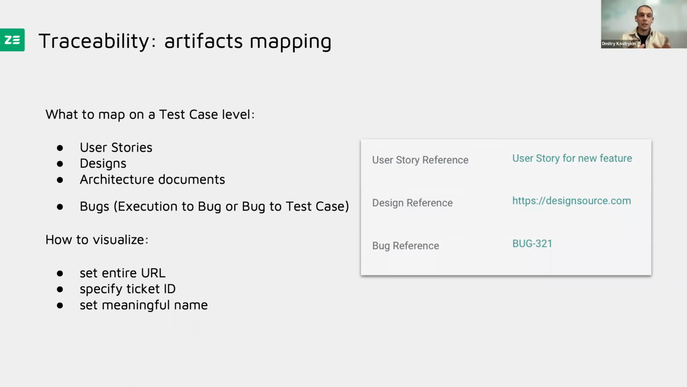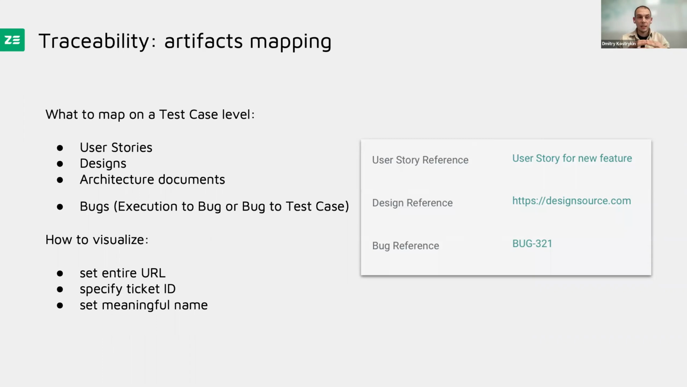Another potential document is designs, like design stories in Figma or InVision or any other apps. Apart from this, you might have some architecture documents which will describe how your application works or how specific functionality works. And also you can have a reference to bug tickets. One note here, that there are two opposite directions how bugs can be linked with your test cases. The most obvious one is when you are having a test run and you're executing some test cases and they are failing, and when you are seeing your bug.